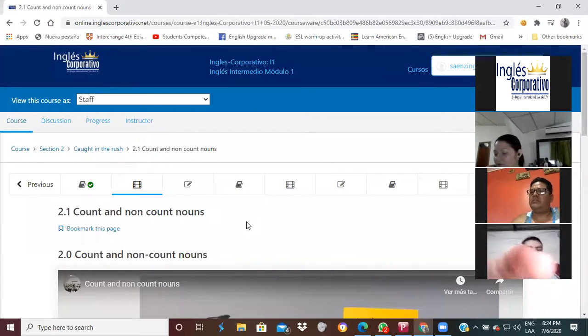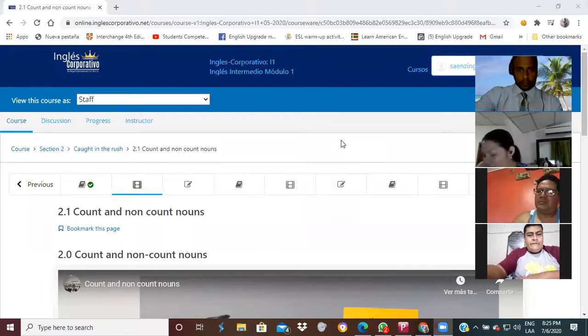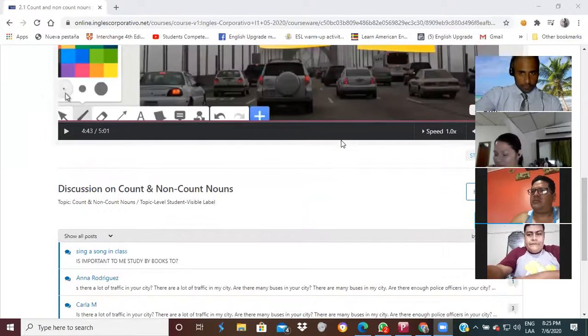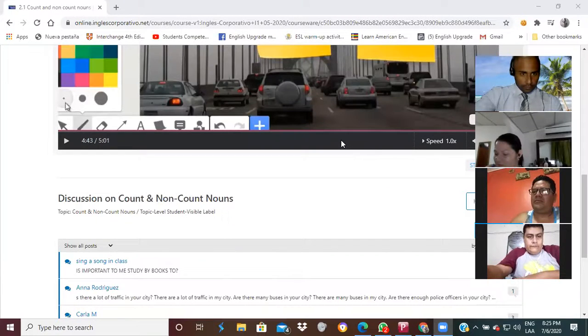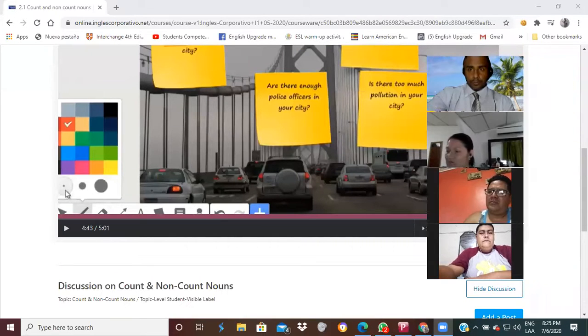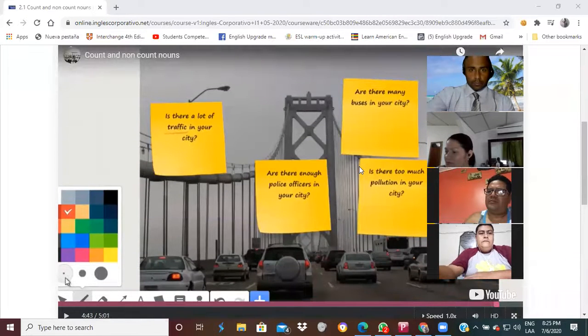Is there a lot of traffic in your country? Yes, there is a lot of traffic here. But in this moment, no. But in another moment, yes. Are there many buses in your city? Yes, there are enough buses. Are there enough police officers in your city? No, there aren't enough police.